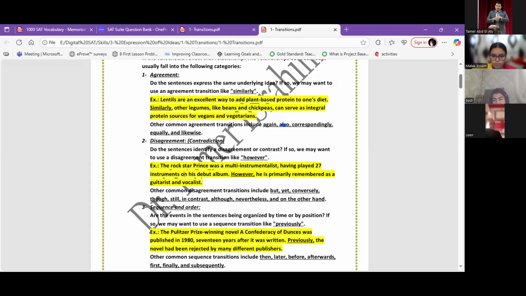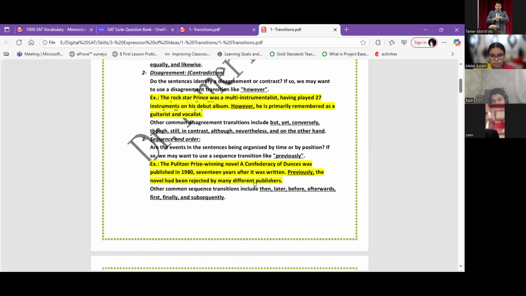Let's find here. The rock star Prince was a multi-instrumentalist. الراجل ده بيلعب آلات كتيرة. Having played 27 instruments on his debut album. The sentence after: he is primarily remembered as a guitarist and vocalist. يعني الراجل ده لعب 27 instruments. بيانو, جيتار, whatever. وبعد كده الناس فاكراه بس as a guitarist and vocalist. So there's a contradiction. So we put however.